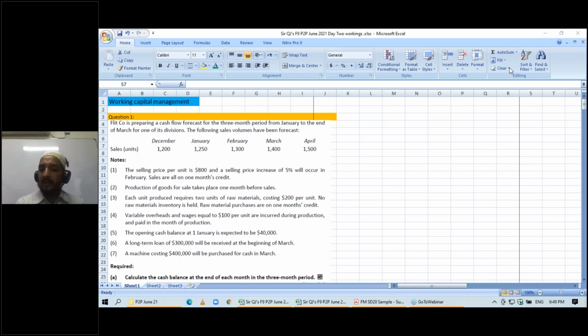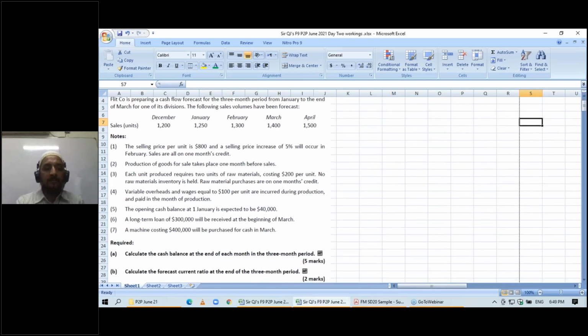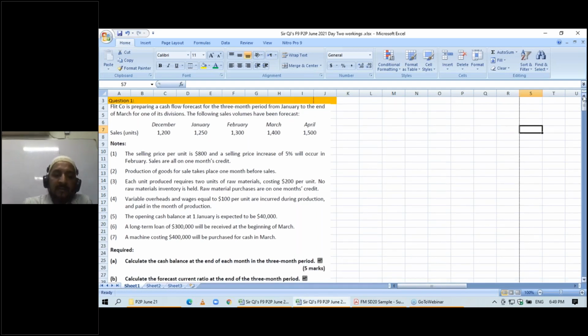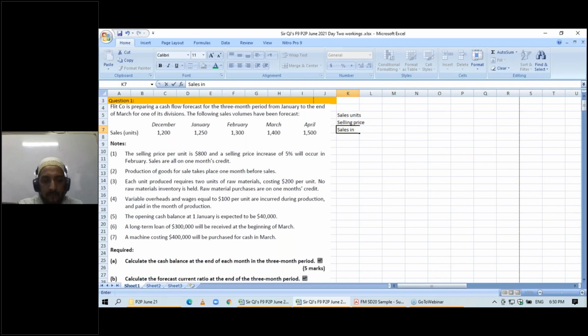So we will prepare a cash budget in our first requirement, the Fleet company. Please go through this question. Fleet company, question number 1, requirement A: calculate the cash balance at the end of each month in the 3-month period. Please read this question out. I'll be solving it in a few minutes. You may be required to make a cash budget in section C. I'm making the pro forma while you are reading the question. Keep a calculator in your hand, so that you can work together with me and we can do it at a faster rate.